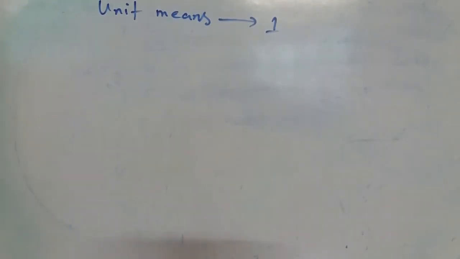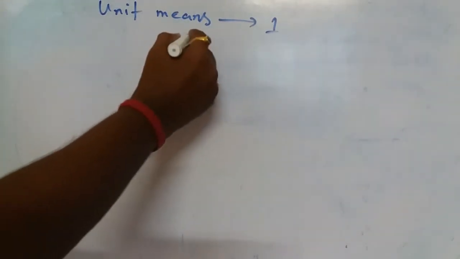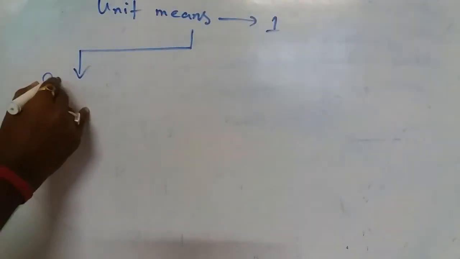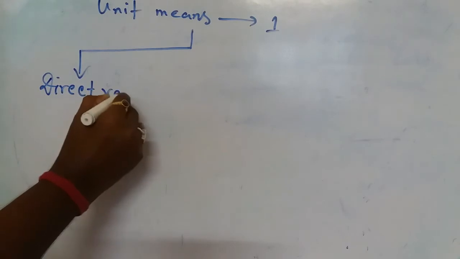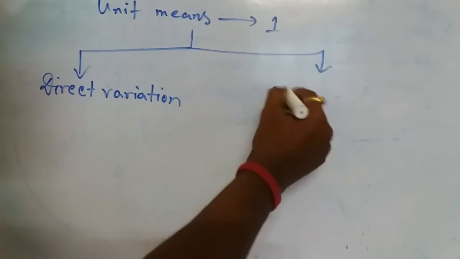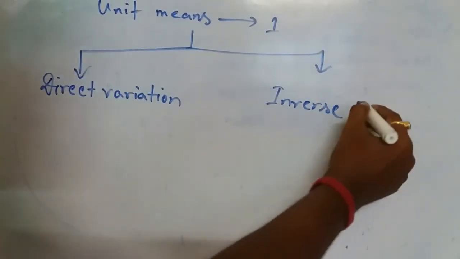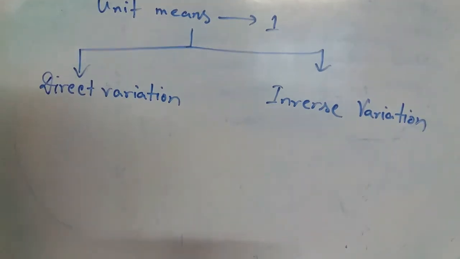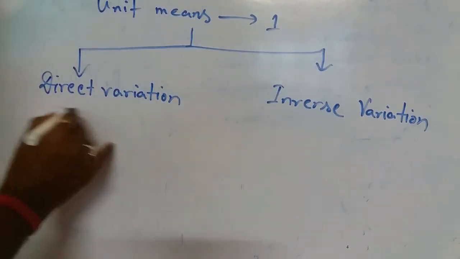Okay, there are two types of variations. First is direct variation, and second is inverse variation. Now what is the meaning of direct and what is the meaning of inverse variation? So first of all, direct variation.